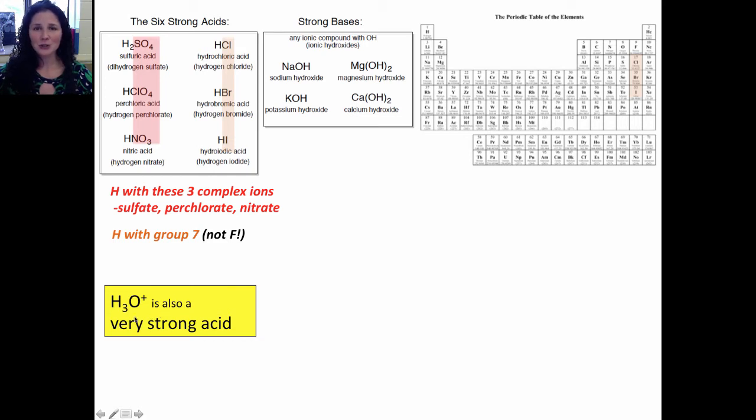Now I'd like you to look at the strong bases that are shown here and notice what's similar about them. All of these strong bases have hydroxide as part of the molecular formula, OH-, and the counterion, or the positive ion, is a metal from group 1 or 2 of the periodic table. Anytime you see hydroxide with a metal from group 1 or 2, you can assume that these are strong bases.